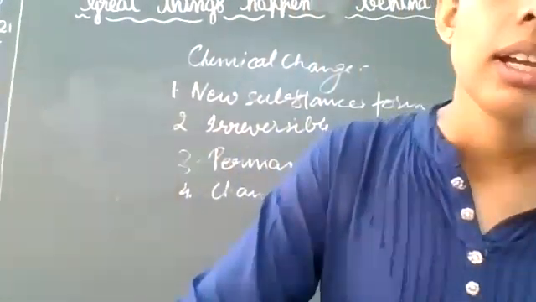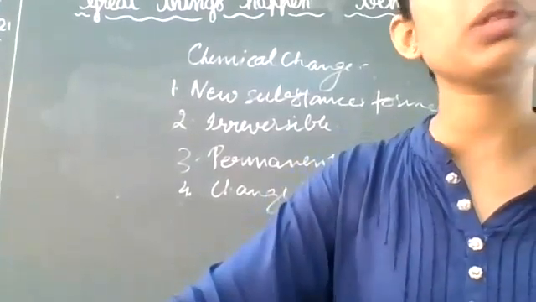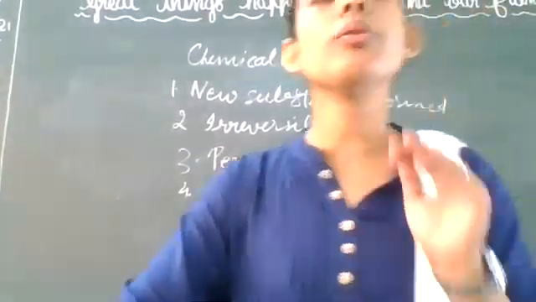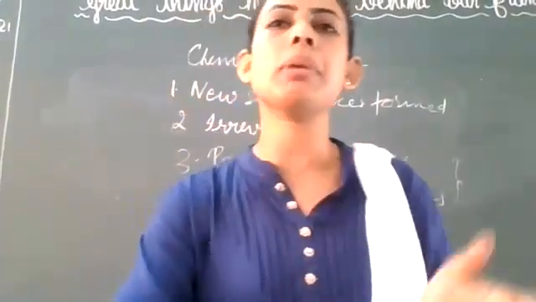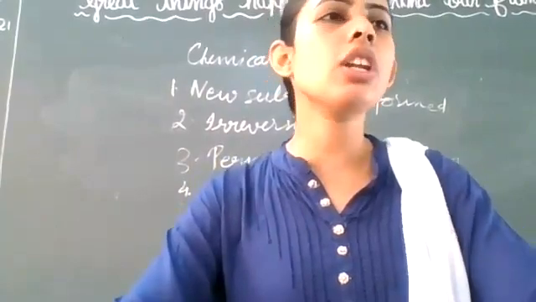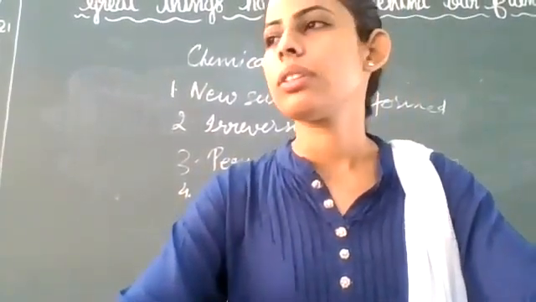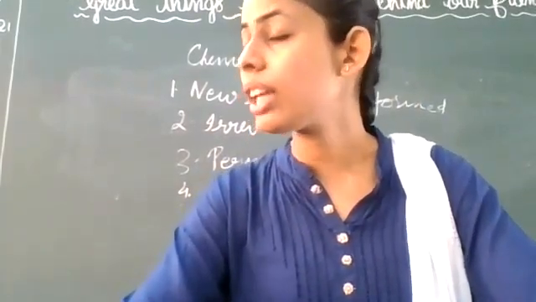Now the next is, we studied in chapter 1 that plants make their own food by the process of photosynthesis. So is photosynthesis a physical or chemical change? Chemical change. And the digestion of food is physical or chemical? Chemical change. Very good.